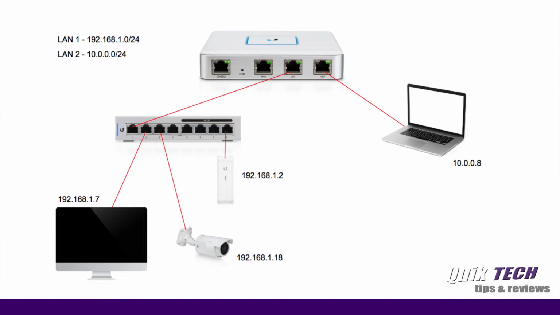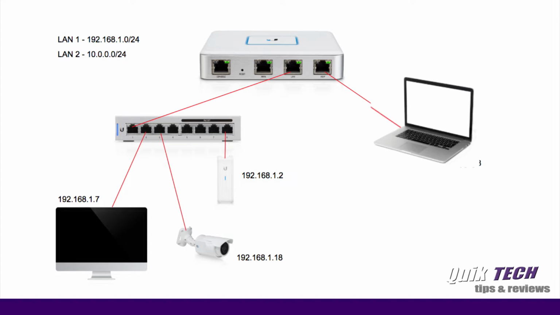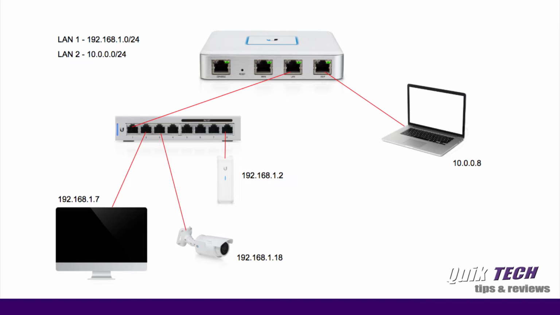Okay, so we're working with this configuration for this video. We have a USG. LAN 1 is 192.168.1.0/24. LAN 2 is 10.0.0.0/24. Hanging off of LAN 1, we have a unified switch with three devices. My computer is at 1.7. I have a unified camera. The address is 1.18. And my unified controller, which is a cloud key, at 1.2. Hanging off the LAN 2 network is just a laptop and the IP address is 0.8. So what we're going to do in this video today is prevent the laptop on LAN 2 from accessing any of the devices on LAN 1. Let's get started with the process.